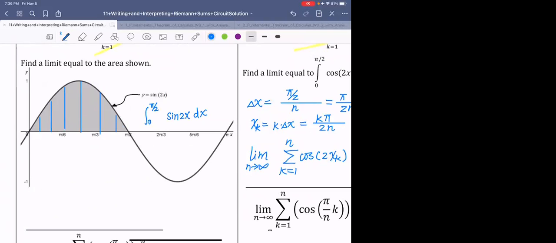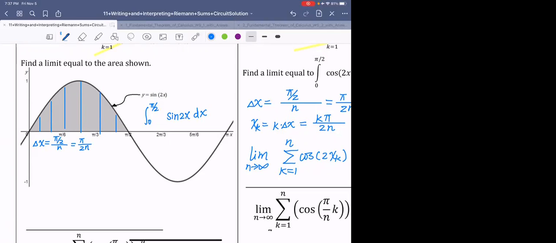Wait, sorry, so what am I supposed to be doing again? We want to change this to the limit format. Oh, okay. So you start with change in x, right? So change in x is going to be pi over 2 minus 0 over n. So it's just pi over 2n.